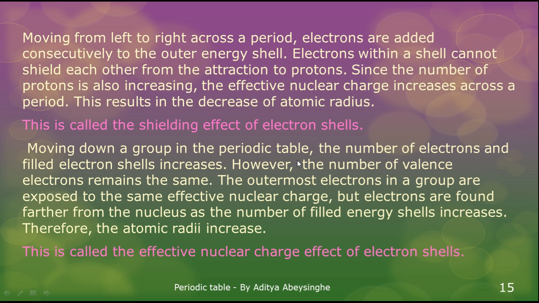So when you go from sodium to magnesium to aluminium, electrons first fill 3s, at magnesium 3s is complete, and finally the electron of aluminium goes to 3p. So electrons are added consecutively, one by one, to the outer energy shell. Now electrons within the same shell cannot shield each other from the attraction of the protons. So what actually happens is a shielding or a covering.